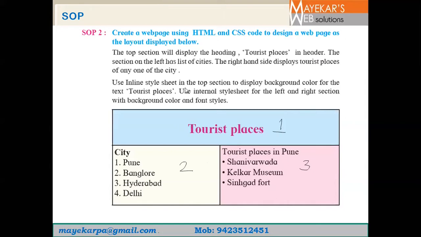Use an inline style sheet in the top section to display a background color for the text tourist places. Means here, for this section you have to use CSS, but what type of CSS do you want to use?